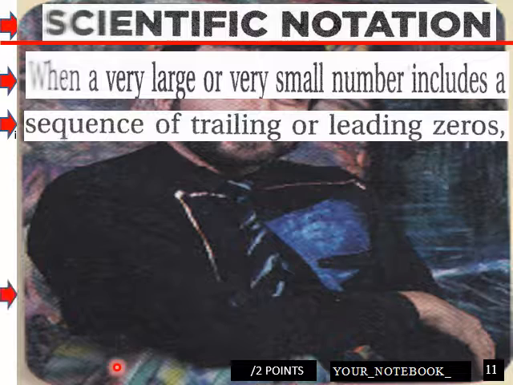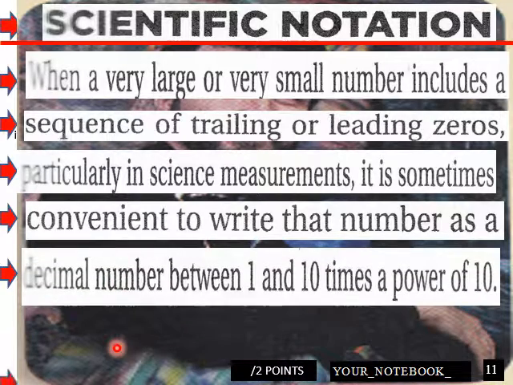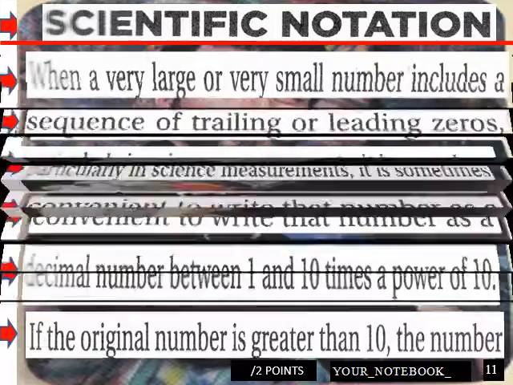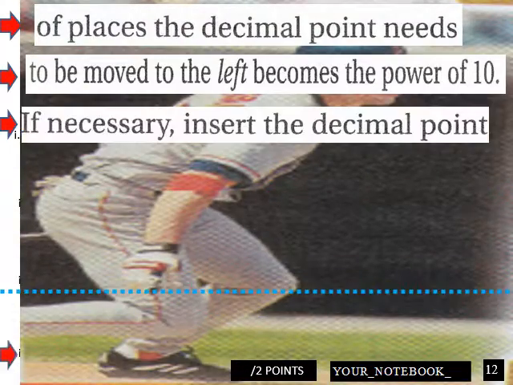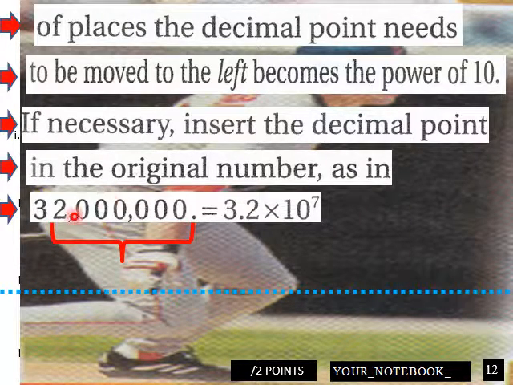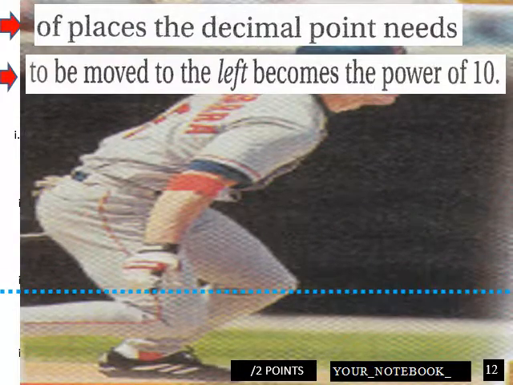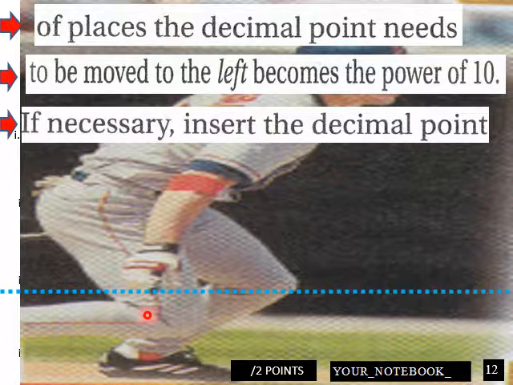Scientific notation: when a number is very large or very small, it is sometimes convenient to write that number in scientific notation. Move left, powers of 10 are positive; moved right, negative. So 32 million here would be 3.2 times 10 to the 7th, 7 places. If the original number is greater than 10, the decimal point needs to be moved to the left because the power of 10 becomes positive.